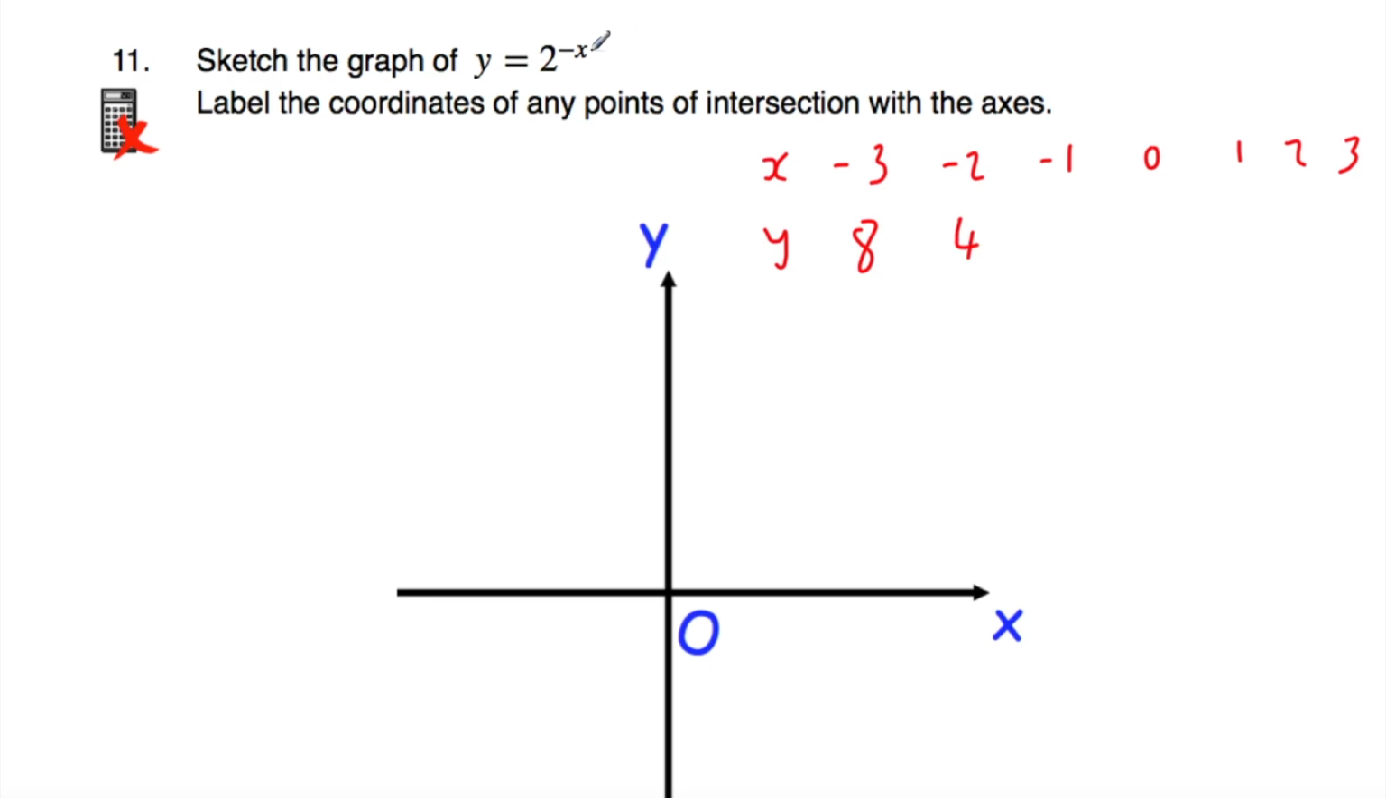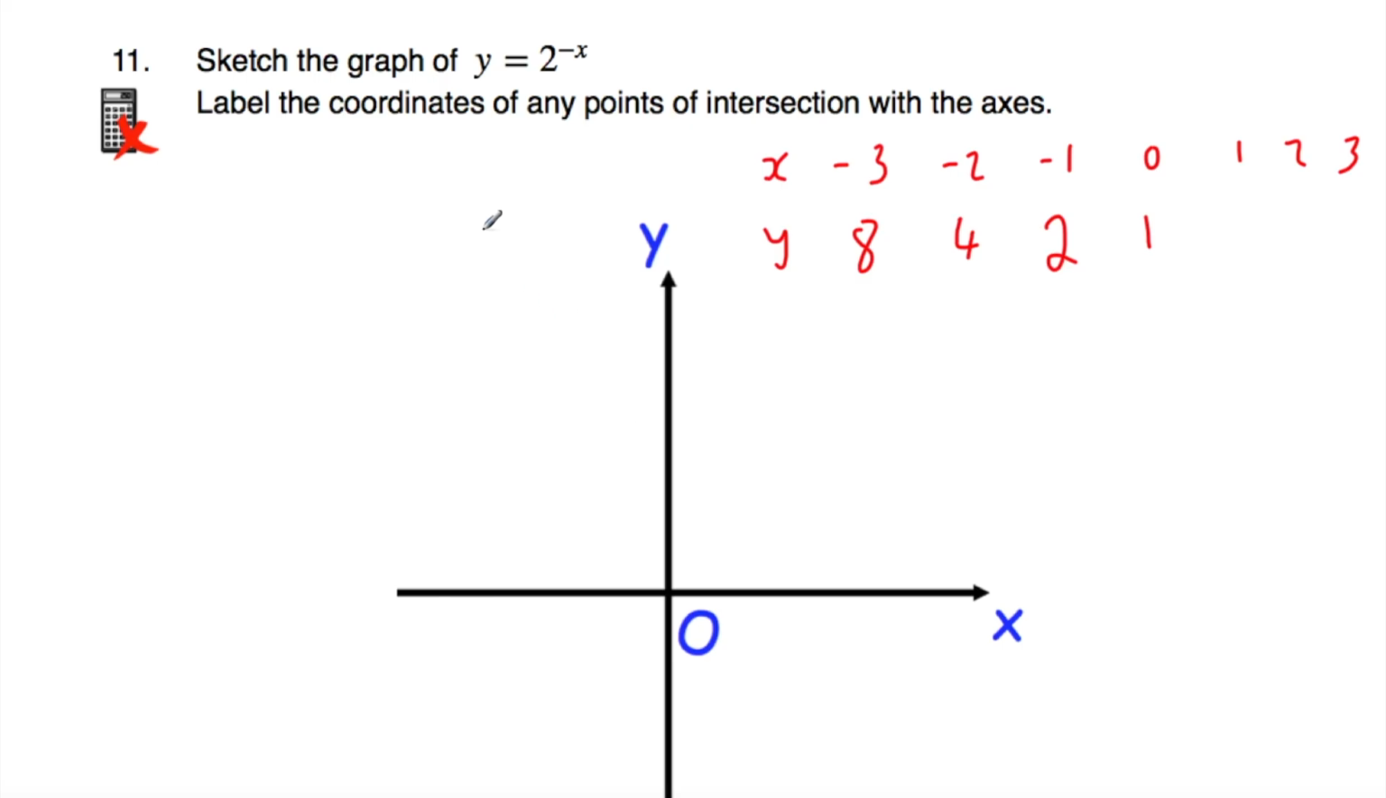2 to the power of -1, well, that's going to be 2 to the power of 1, which is equal to 2. 2 to the power of -0, well, that's just 2 to the power of 0, which is 1. Okay, so let's consider these points to begin with. So -3, 8 is going to be up here somewhere. -2, 4 is going to be up there somewhere. -1, 2 is going to be there.